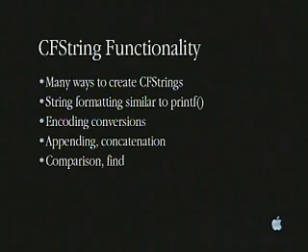First of all, there are many ways to create a CF string. You can create them from a Pascal string, from a C string. You can create them from an array of bytes and an encoding. You can also create them from other data, if you will, like ints and what have you, using formatting functionality similar to the C language's printf function.